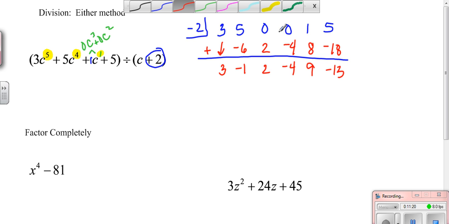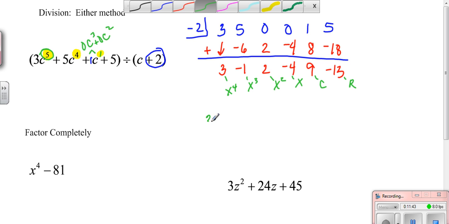Add negative 13. Now remember, you start in the back, so this becomes your remainder. This is your constant. This is your x term, your x squared term, your x cubed term, and your x to the 4th term. And remember, you should always be one less than what you started with. So that's how you know if you're right or not.